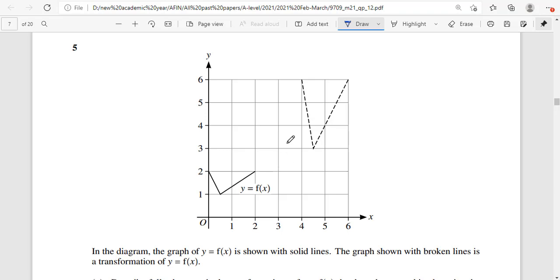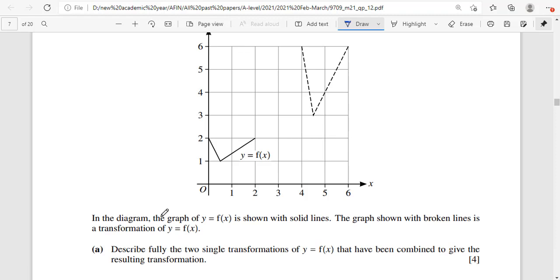So some transformation happened on this graph, and let's see what they ask for. In the diagram, the graph of y equals f(x) is shown with solid lines. Okay, it's clear. The graph shown with broken lines is a transformation of y equals f(x). So this one is the original shape, this is the image. Describe fully the two single transformations of y equals f(x) that have been combined to give the resulting transformation.